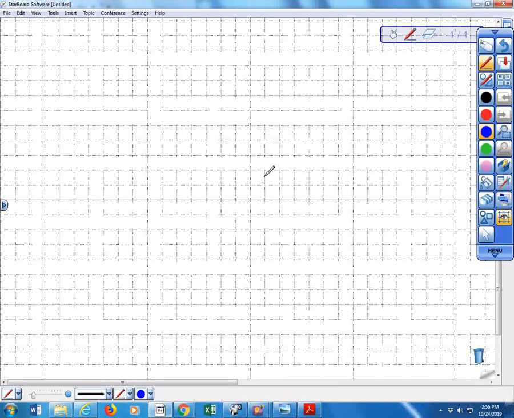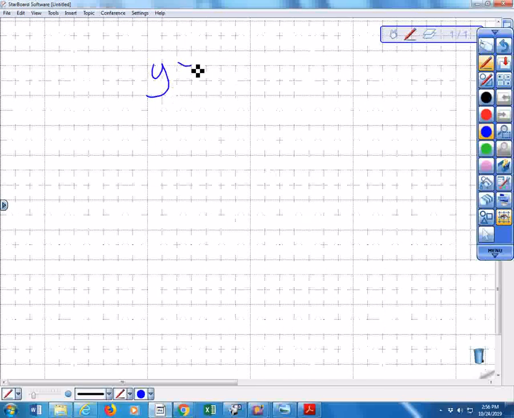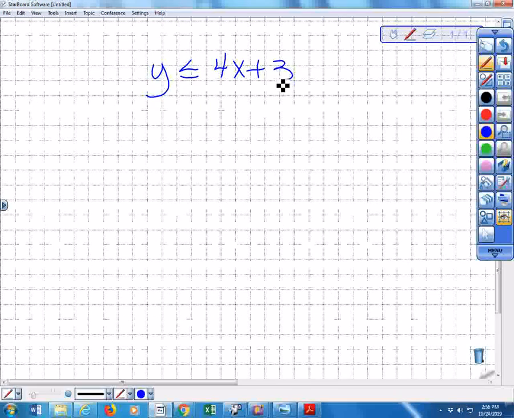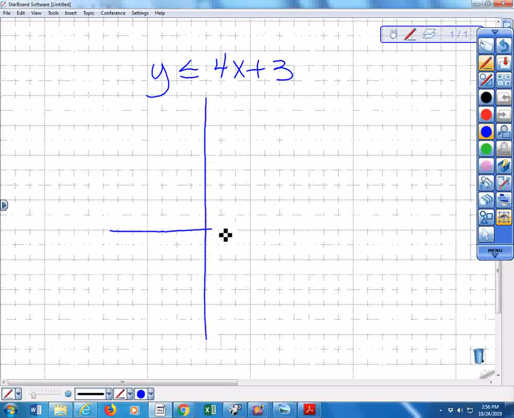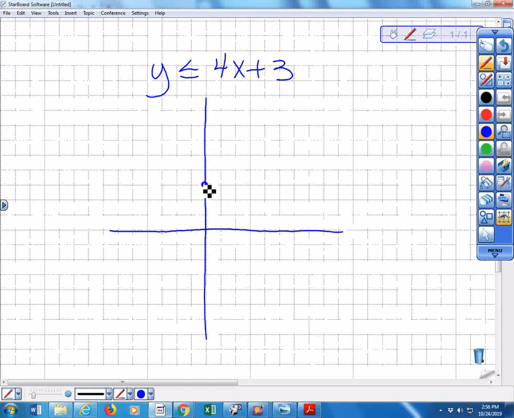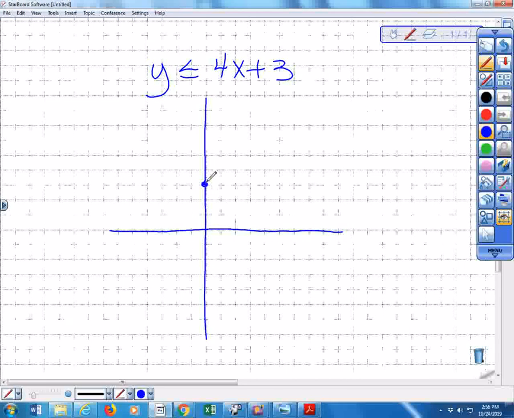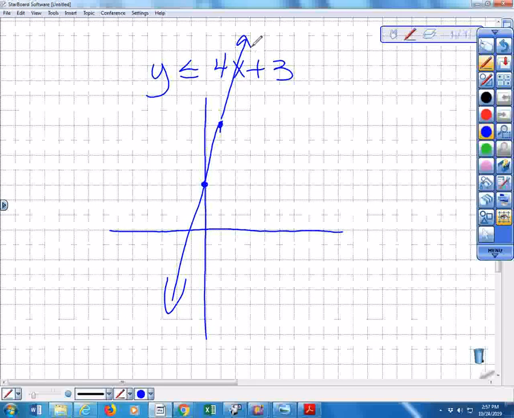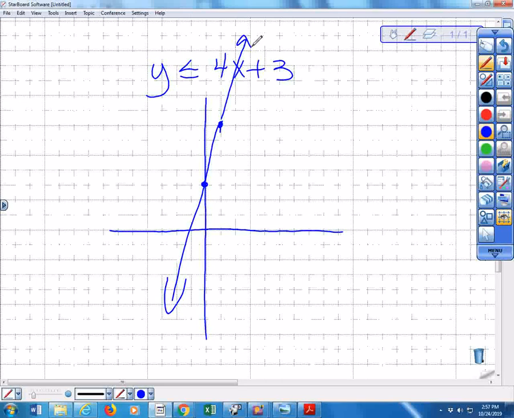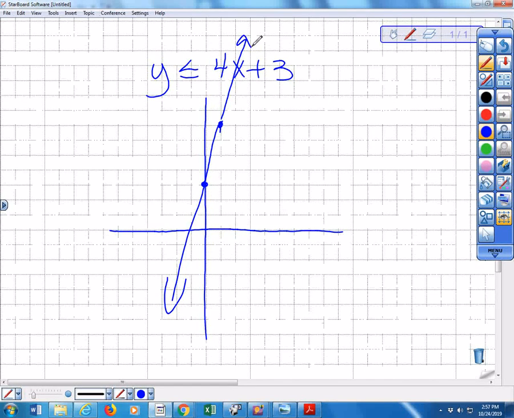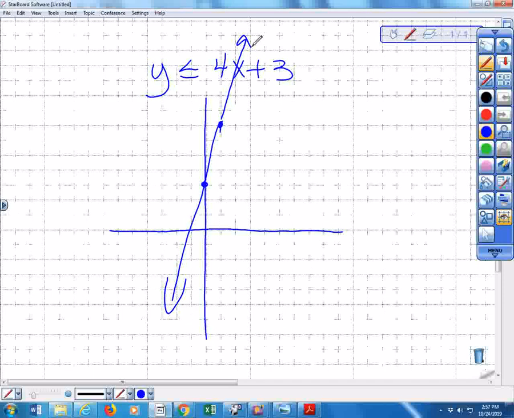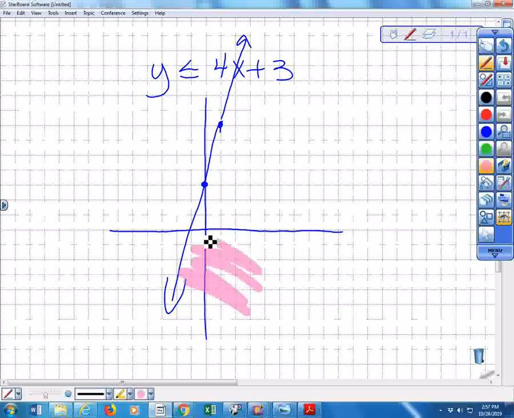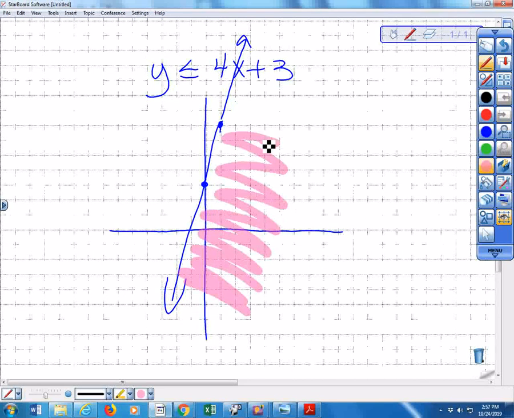Okay. Now if we're dealing with, let's just do one here. If I graph this, solid line, and then I have to shade. The easiest test point to shade is 0, 0. So I'm going to put 0 in. Is 0 less than 3? Yes. So that means 0, 0 is included in this solution, right?